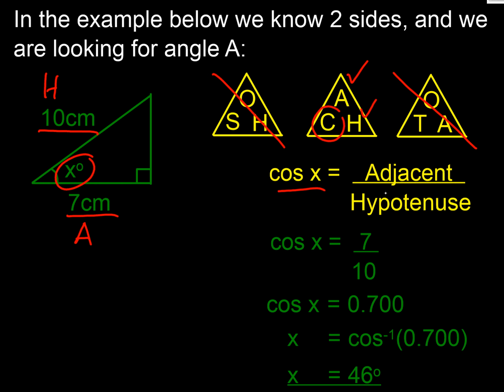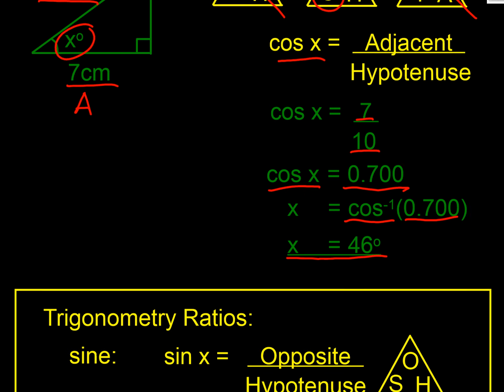So here we know the A and the H, so we can find cosine. Cosine equals adjacent over hypotenuse. We know the adjacent side was 7, and we know the hypotenuse is 10. So dividing one by the other, the cosine of x must equal 0.7. Now, in the old days, we'd have got to this point and gone and found some tables, and looked up 0.7, and it would have told us what the angle is. But these days with calculators, we can just do inverse cos, or cos minus 1, of the value we've just calculated, and our calculator will tell us that that's 46 degrees.